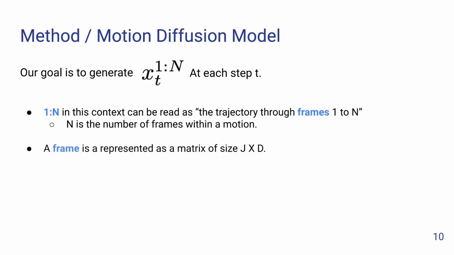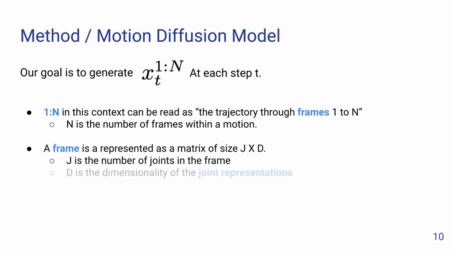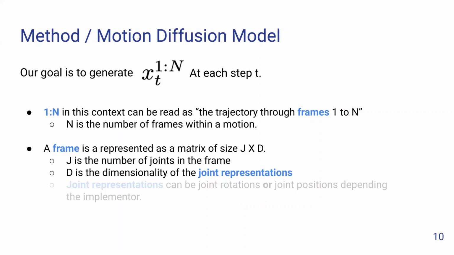A frame is represented as a matrix of size J by D. So let's talk about what those are. J is the number of joints within the frame. D is the dimensionality of the joint representations. I'm using the specific verbiage of representation because it can be multiple things. Joint representations can be joint rotations or joint positions depending on the implementer.